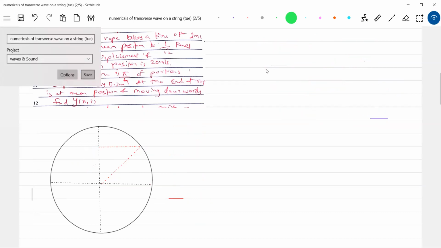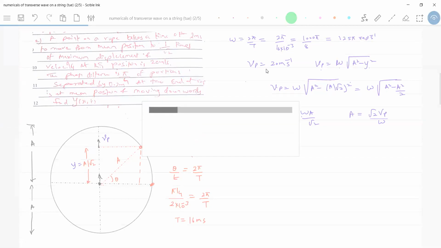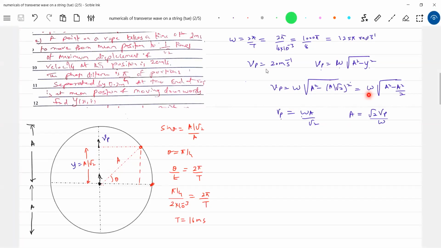Okay, after getting the amplitude, we know omega. I want the wave speed. It's telling the phase difference is pi by 4 for particles separated by 0.2 meter. So what is the formula? 2 pi by lambda into delta x. Now you can ask a question like, sir, how did you bring this equation? The phase difference between two particles which are separated by a distance is given by this one.